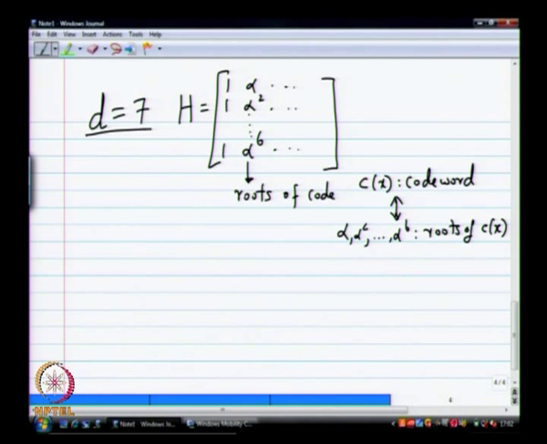So the roots are important. Given a d, you can simply list the roots. Once you list the roots, the g also you can write down, the generator polynomial. Basically, LCM of what?